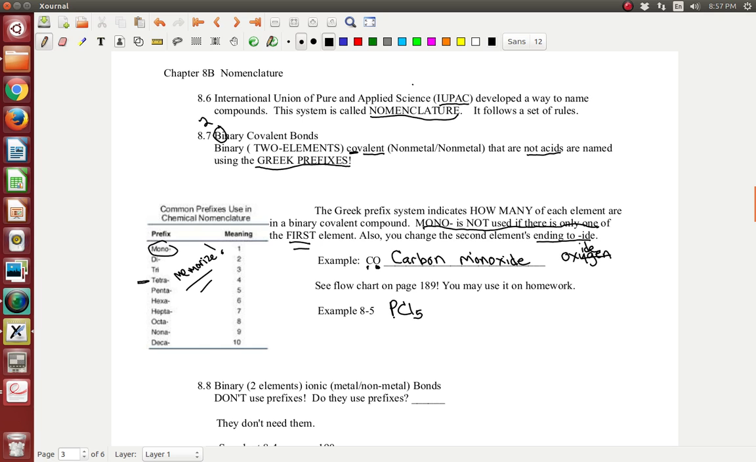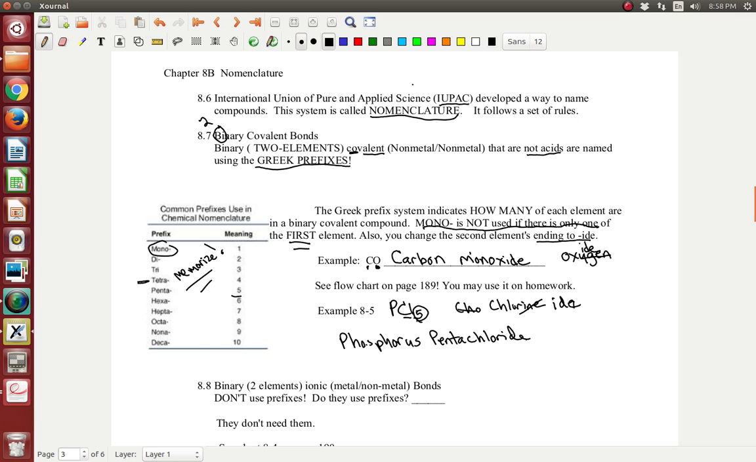We use Greek prefixes. Do we say monophosphorus? Everybody should have said no. We say phosphorus, and then this is chlorine, so I'm going to write this word up here, C-H-L-O-R-I-N-E. Chlorine changes to chloride, so the ending is going to be chloride, but how many of them do I have? Five of them, so I've got to tell you to use five. Five is penta, so phosphorus pentachloride.